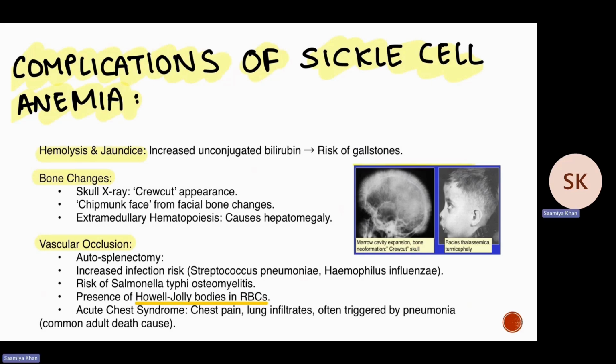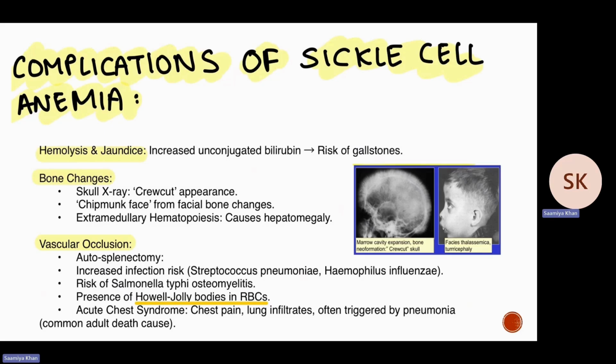Then we would see extramedullary hematopoiesis, like in the liver, for example. That's why we would have hepatomegaly, enlargement of the liver. Sickle cell anemia can also cause vascular occlusion because the sickle cells will block the blood vessels, especially to the spleen, and this can cause several complications like autosplenectomy, which is basically a shrunken, non-functional spleen.